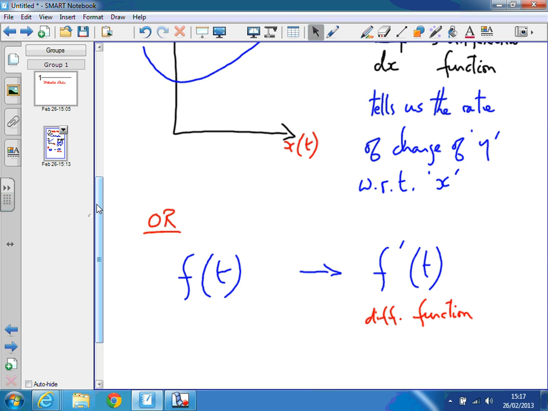So, well, there's two ways we can write the differential function. One is if y varies with x, and we've got some sort of expression or equation that relates y to x, dy by dx would be the notation I'd use to represent it. If I use this sort of notation to represent the function, f of t, where t tells me the independent variable, then f prime. So it's the prime here that tells me this is the differential.